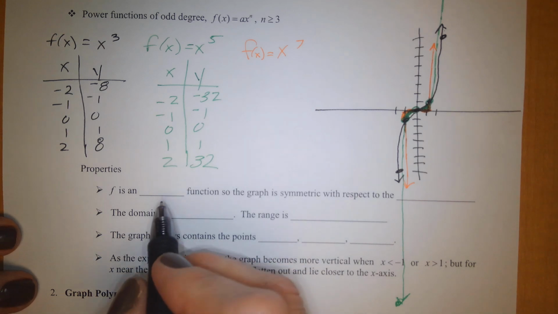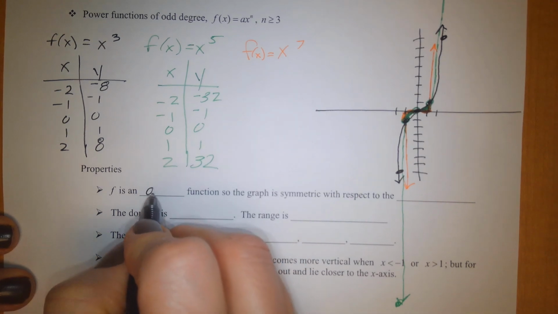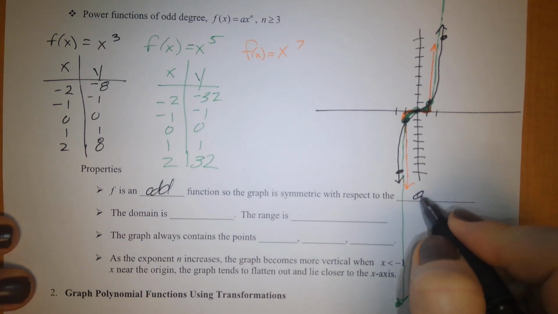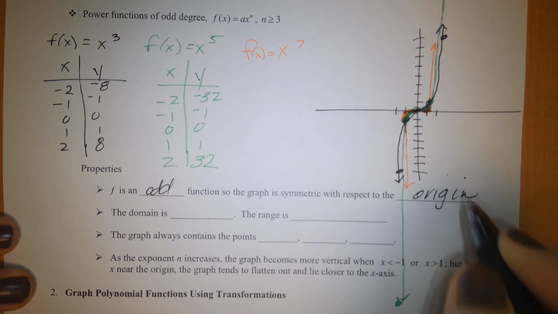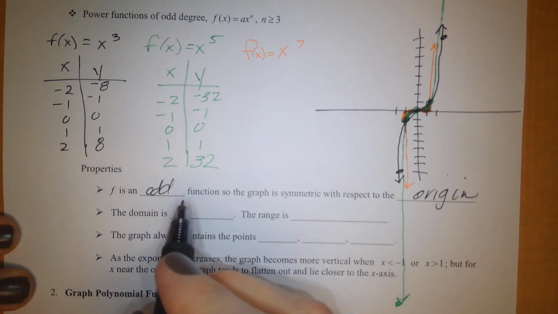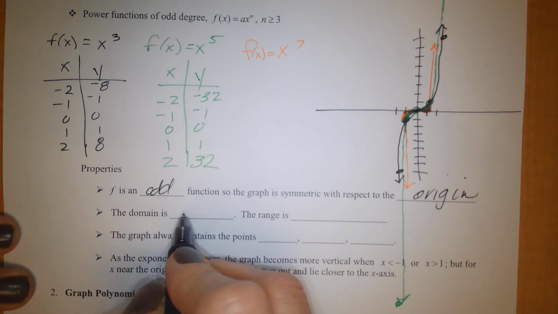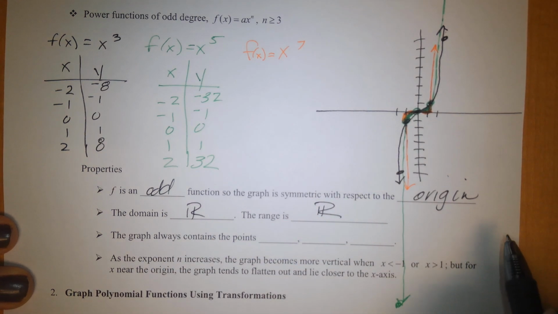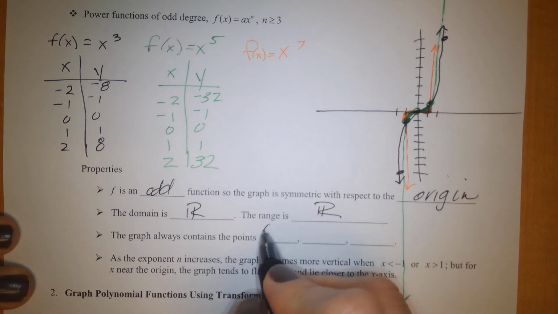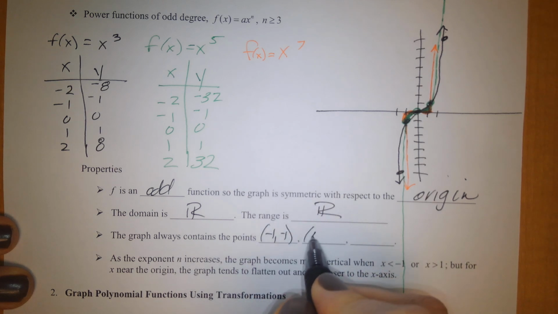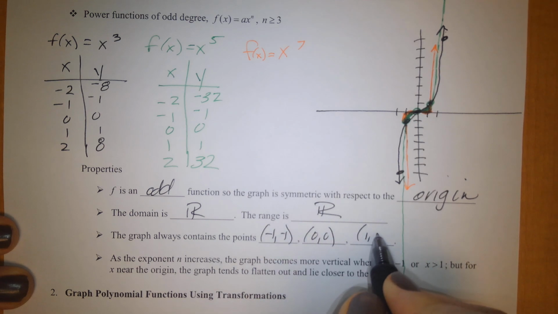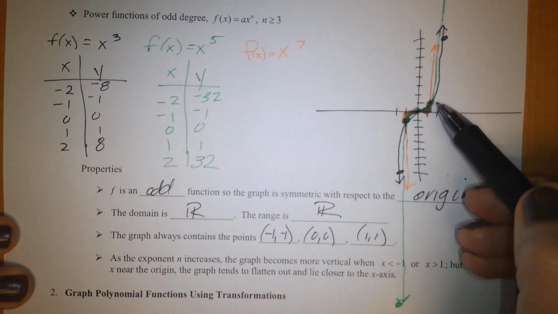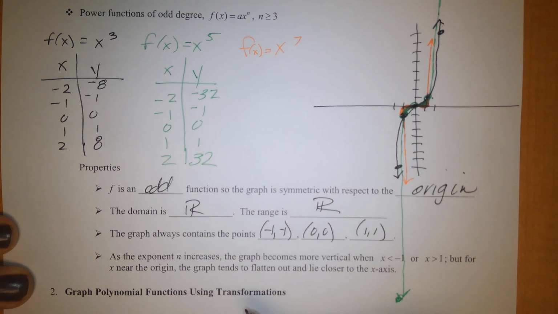Characteristics of an odd function: f is an odd function, so the graph is always going to be symmetric to the origin. The domain is all real numbers, and the range is all real numbers. The graph will always contain -1, -1, 0, 0, and 1, 1. These 3 points. As the exponent n increases, the graph becomes more and more vertical.